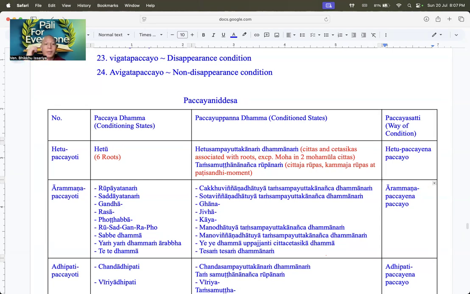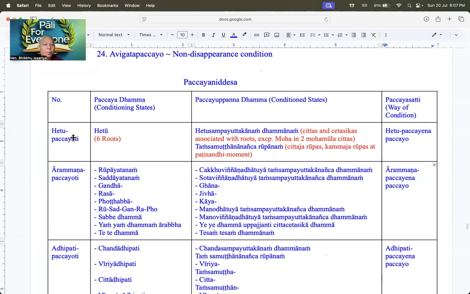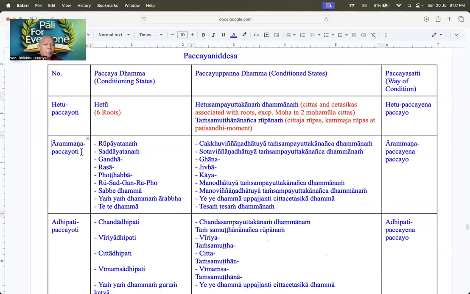So that is for the hetu paccaya. And then for the arammana paccaya, here rupayatana. Rupayatana means visible form. So actually, firstly, before learning the detail, rupayatana.